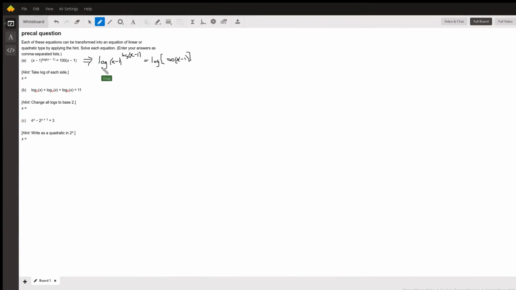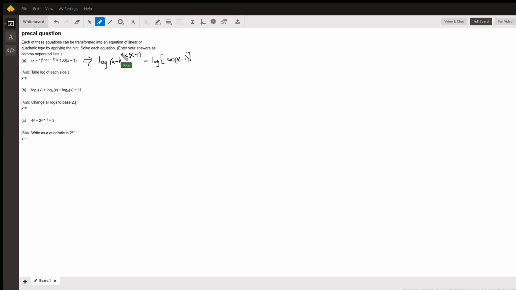For part A, here's what they mean by taking the log of both sides. And we're using common logarithms. At this point, we're going to use some of the laws of logarithms to continue solving.